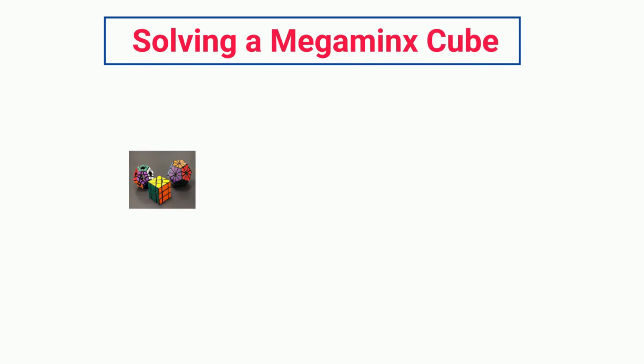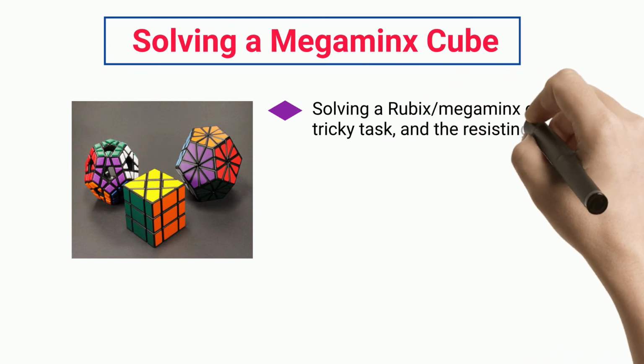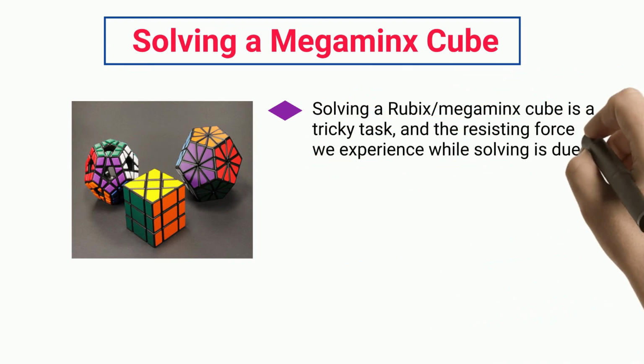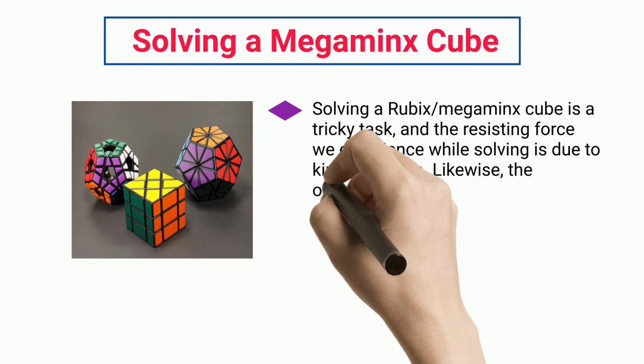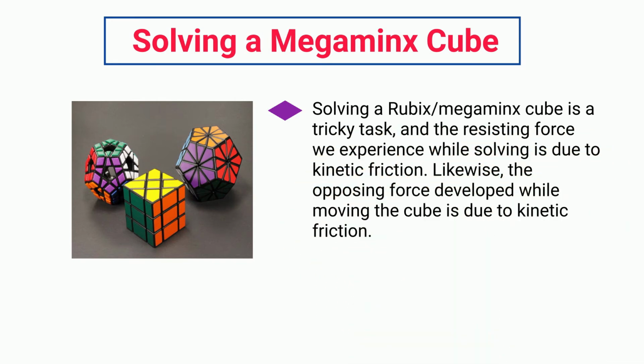Solving a Megaminx cube. Solving a Rubik's/Megaminx cube is a tricky task, and the resisting force we experience while solving is due to kinetic friction. Likewise, the opposing force developed while moving the cube is due to kinetic friction.